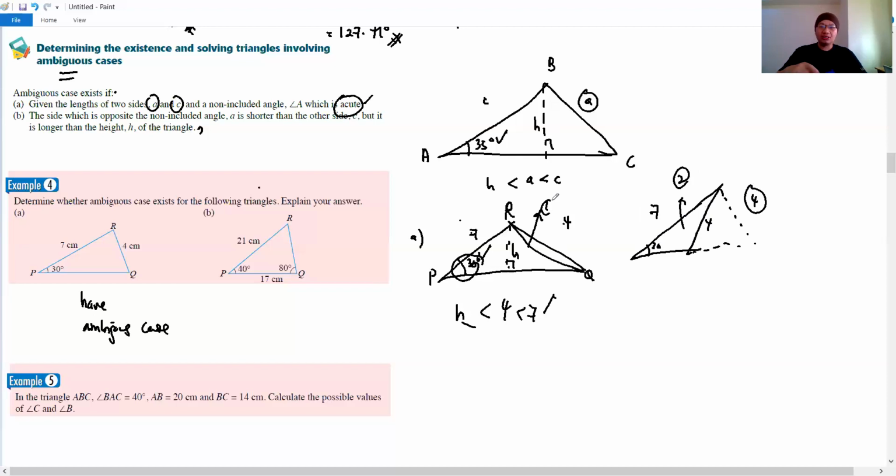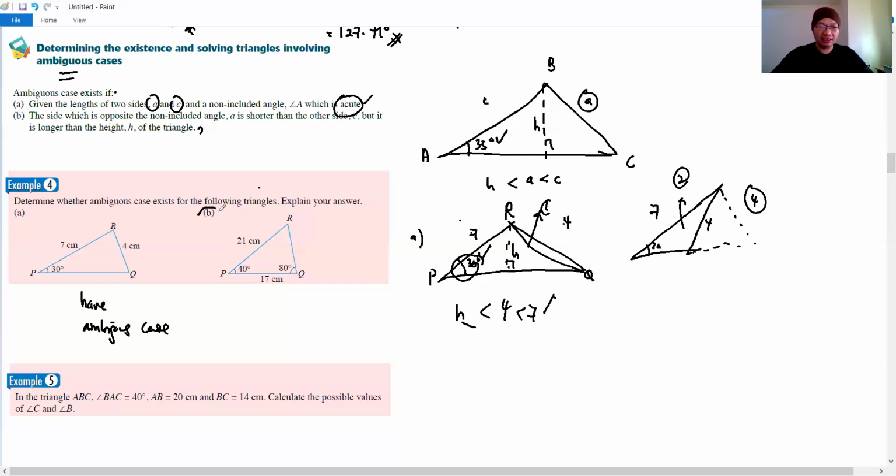So that means when we solve a problem that involves the ambiguous case, we need to have two different answers, on a certain angle or on a certain length. So sometimes you are going to have two answers for ambiguous. All right.